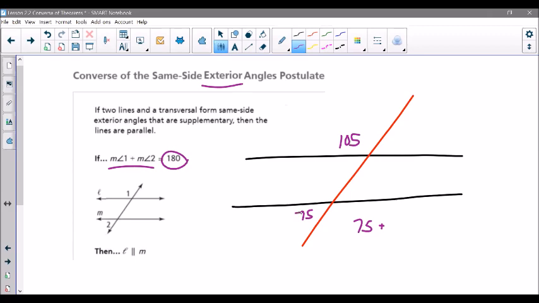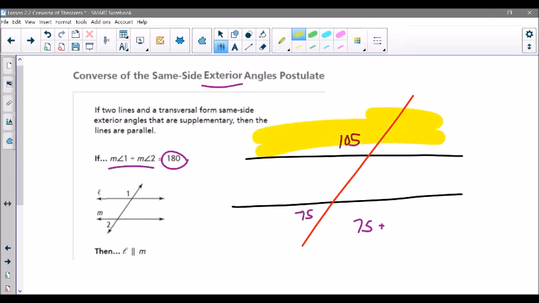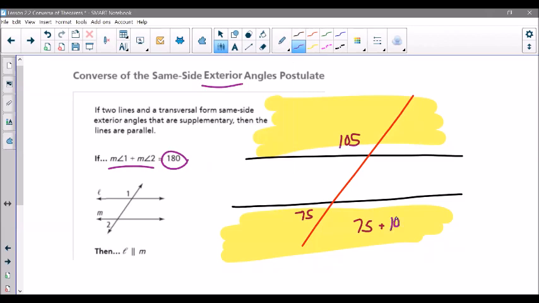They are both on the outside of the intersecting lines. Remember, the outside is literally everything that's not in between the transversals. All right, so if I take those two angles, 75 plus 105, and add those together, and I get 180 degrees, then we can say these two lines, line L and line M, we say L is parallel to M.